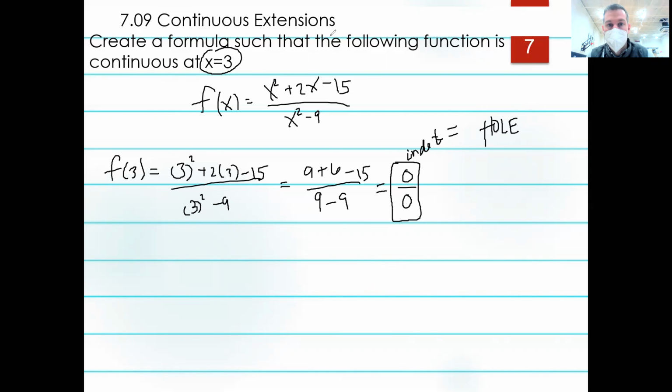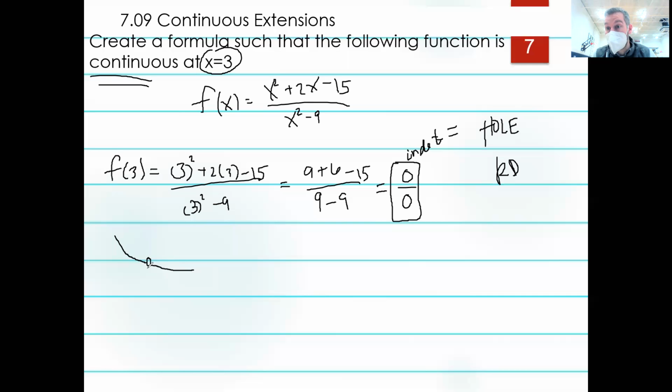This is an issue because we want to create a formula such that the following function is continuous. And if it has a hole, that's a removable discontinuity. So in a situation like this, we need to take that out. We need to find a very similar function, and find out how we can make that function continuous. So think about this right now. It's cruising along, it has a hole, and then it continues going.